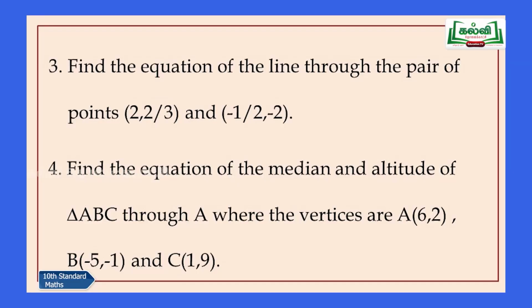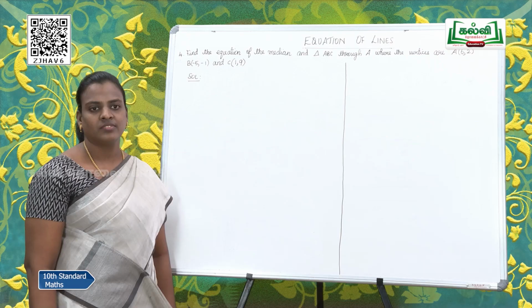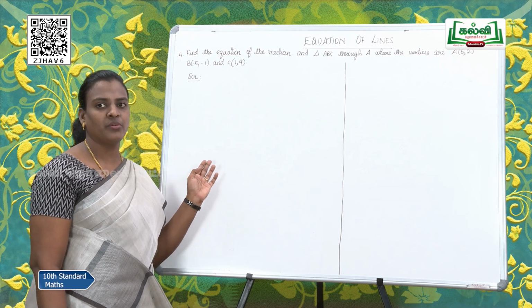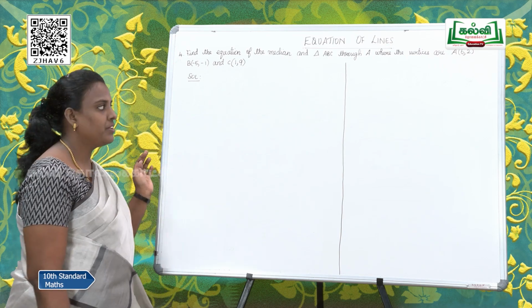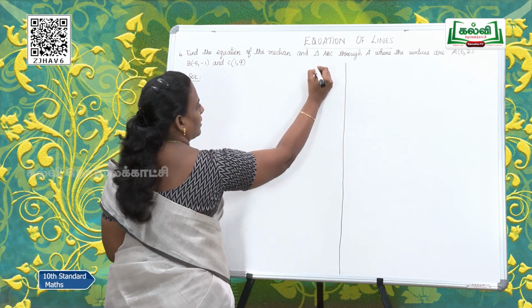Let me read the fourth question. Find the equation of the median and altitude of triangle ABC through A, where the vertices are A (6, 2), B (minus 5, minus 1) and C (1, 9). Now, let's first find out the equation of the median. Okay. So, for that, let me draw the triangle first.